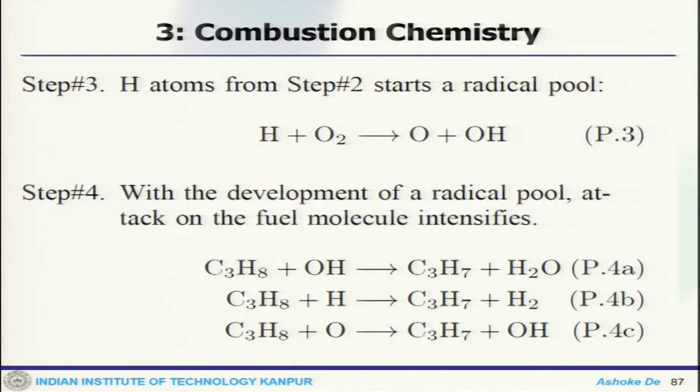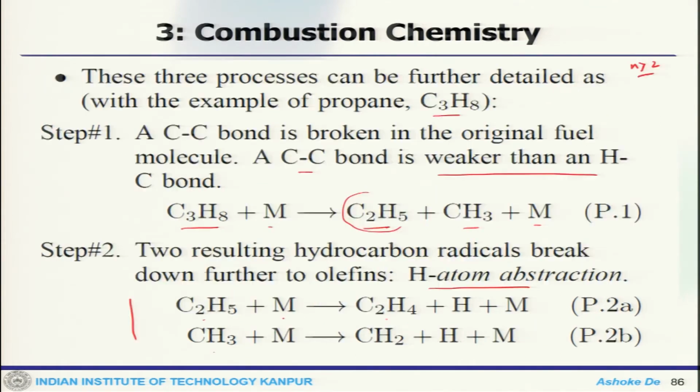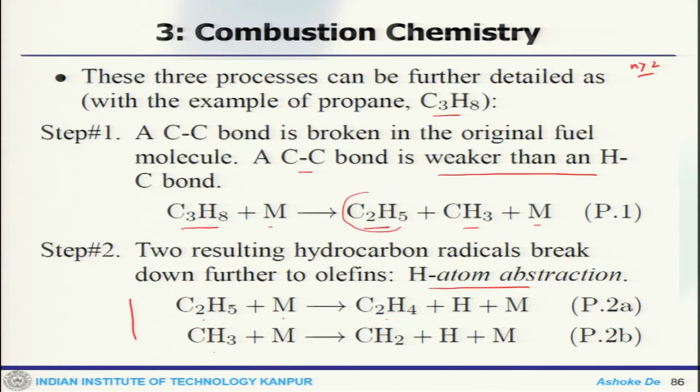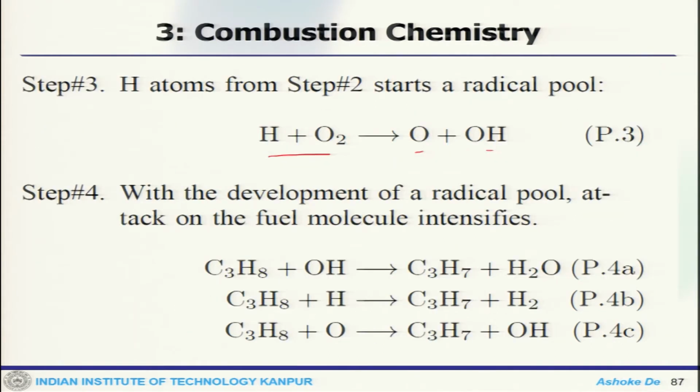Then step 3: whatever H atoms or H radicals you get at step 2 will start a radical pool. H will now react with O2 to form O and OH. That means you start getting more and more reactive radicals in the system. Initially, when these bonds are broken, you get H. Now, H starts reacting with O2, which is part of your oxidizer, and forms more and more reactive radicals like O, OH and so on.